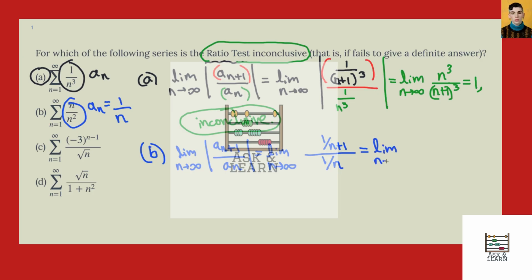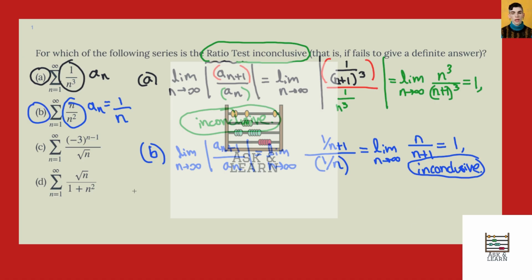Let's go ahead and flip that denominator and then multiply. Once again, you could use L'Hopital's rule here, and you'll get a limit of 1, just like in part A. And we conclude that the ratio test is inconclusive here as well. So that's for part B.